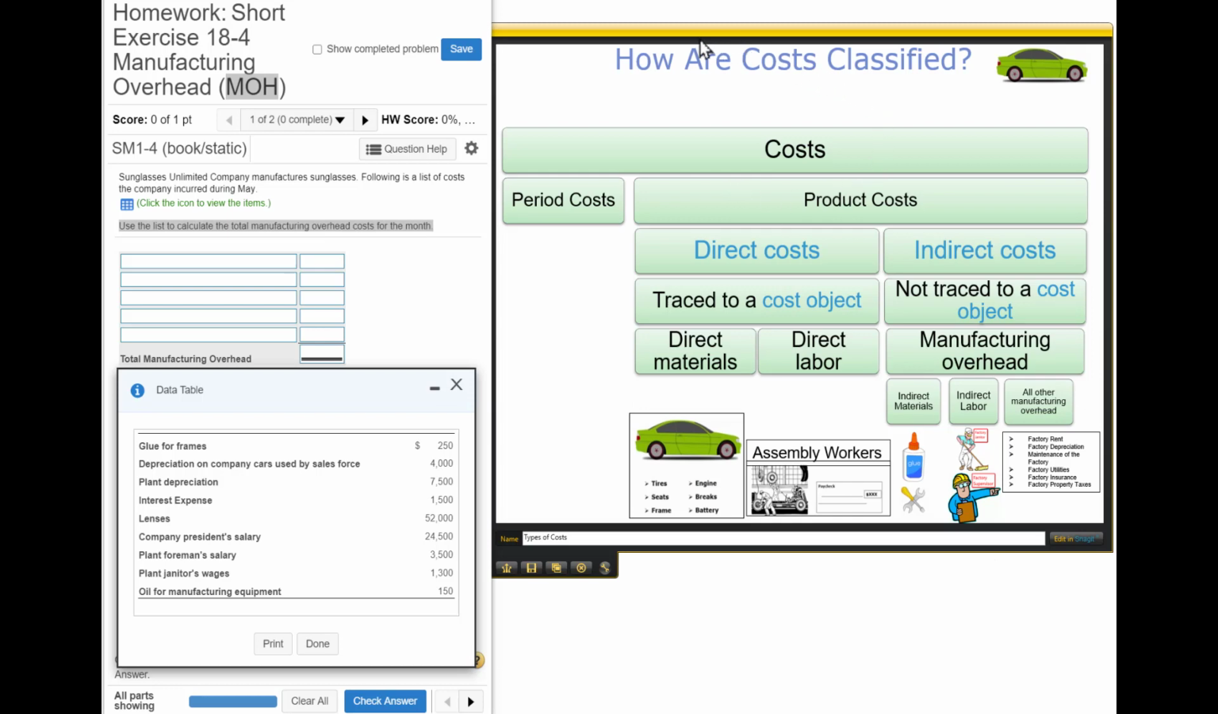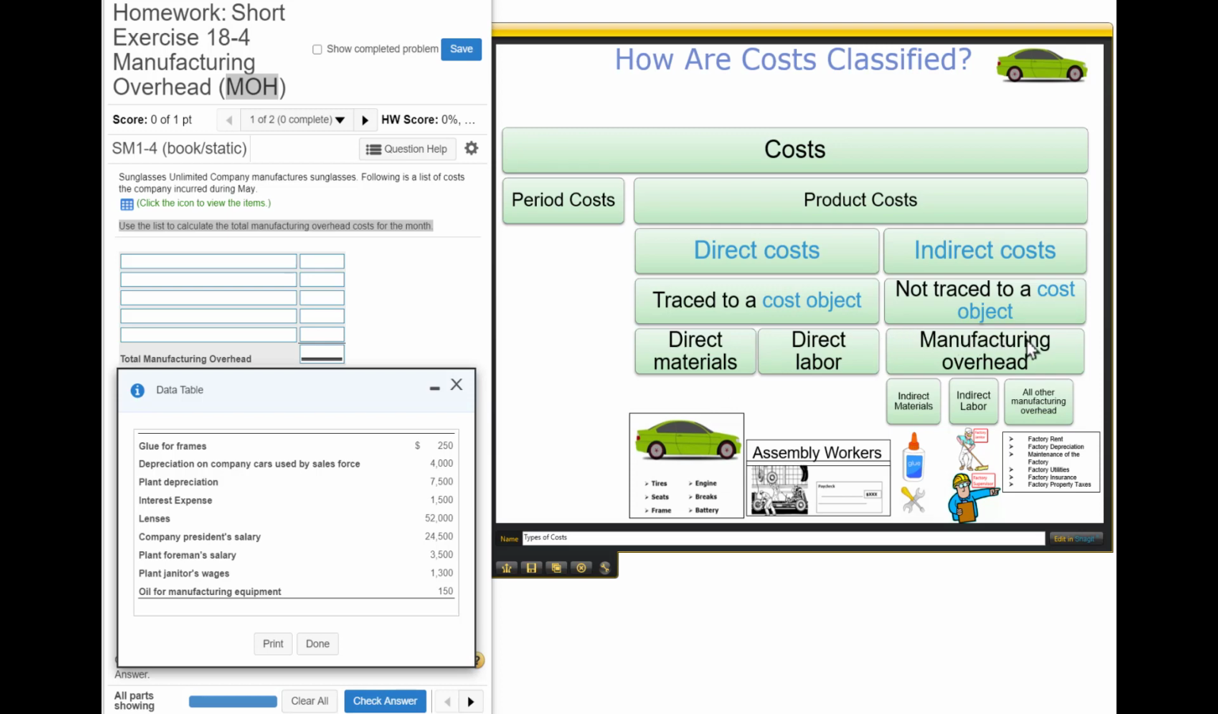So over here I have our copy of our slide about how costs are classified. All costs are either period costs or product costs. A product cost is a cost that was incurred to make a product. Period costs are just the opposite, like selling a product or selling a service. Under product costs, they're either direct costs or indirect costs. Direct costs are either direct materials or direct labor. So these two types of costs can be directly tied to, in this case, making a certain car.